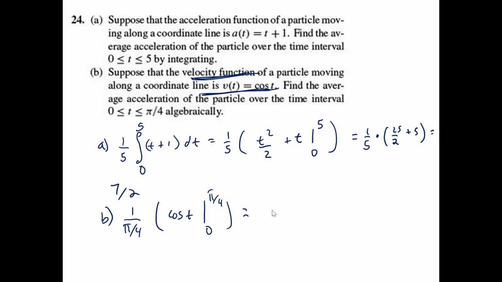And so then the 1 over pi over 4 is just 4 over pi. That is the reciprocal, 4 over pi. And the cosine of pi over 4 is the square root of 2 over 2. And the cosine of 0 is 1. Okay. And so there you go. That was just a matter of reading the problem correctly.